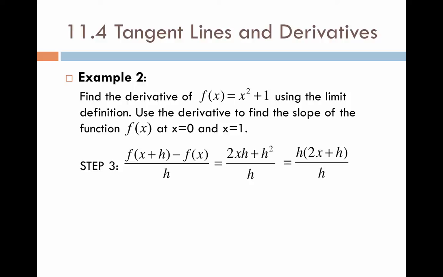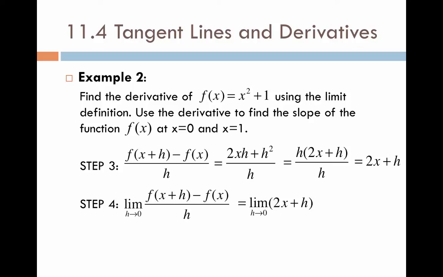I can factor out an h, and then I can cancel the h in the numerator and the denominator. So I get 2x plus h. Lastly, I take the limit as h approaches 0 of the difference quotient, which is what I got in step 3. So I'm taking the limit as h approaches 0 of 2x plus h. Using direct substitution and plugging 0 in for h, I get 2x. So the derivative, f prime of x, is equal to 2x.